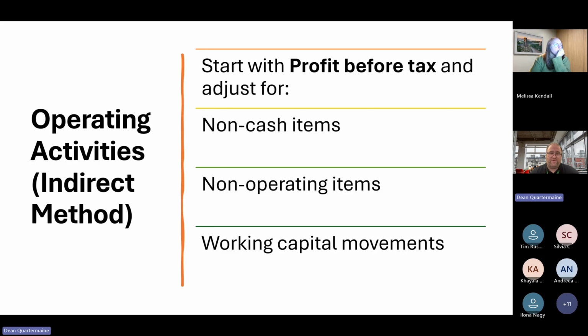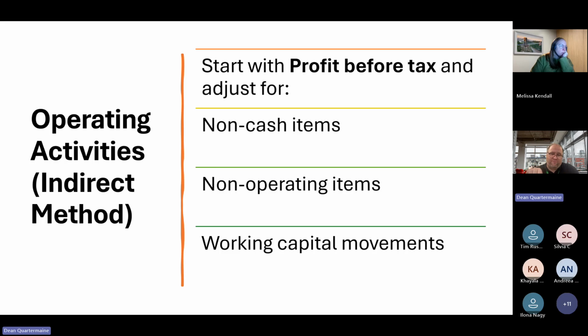And what the indirect method does is it converts from profit before tax into cash. So it's ultimately converting profit before tax into your cash generated from operating activities. And what it does is it does that by removing items that affected profit but not cash, and then adjusting for timing differences ultimately in current assets and liabilities.